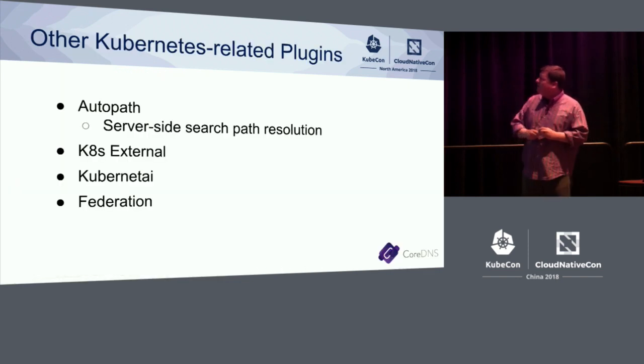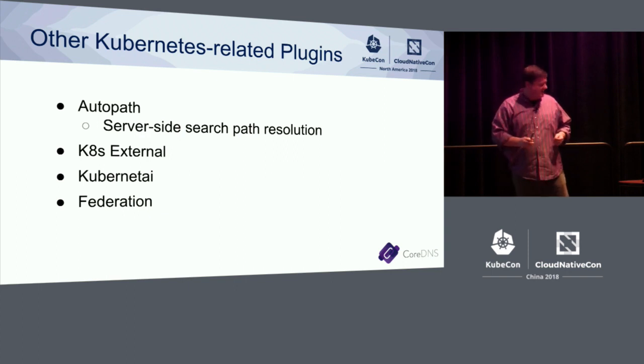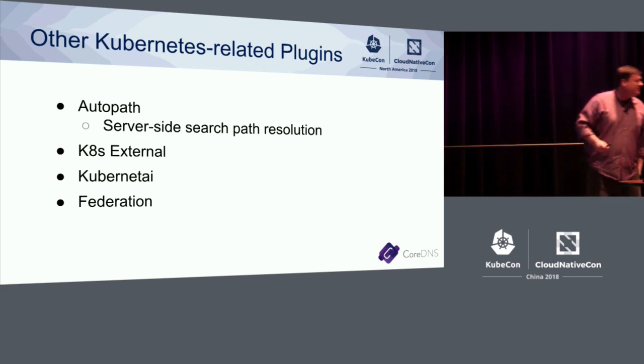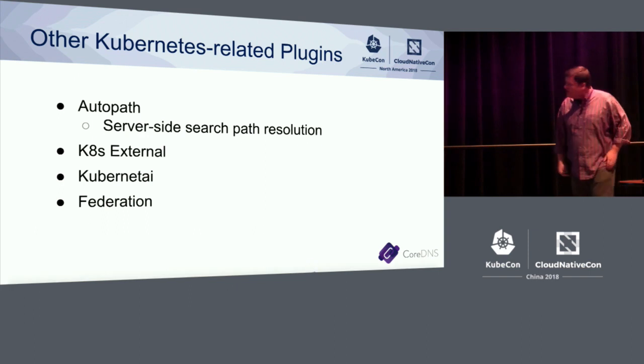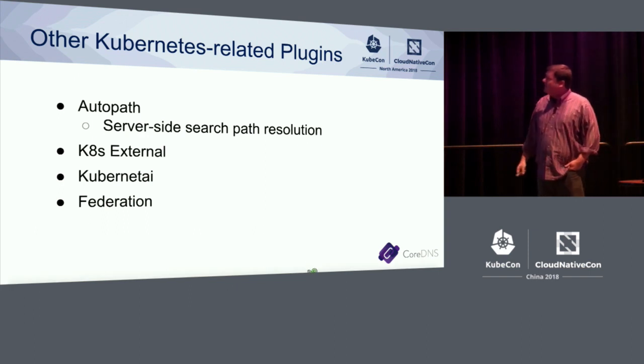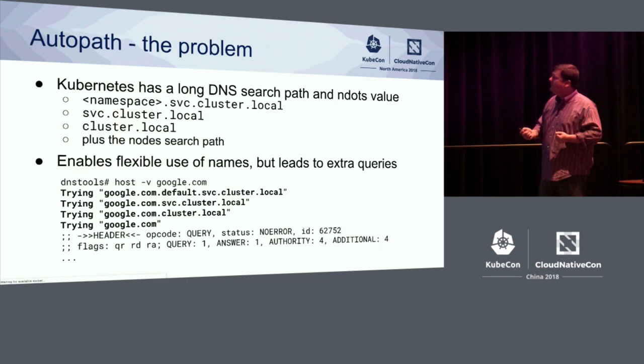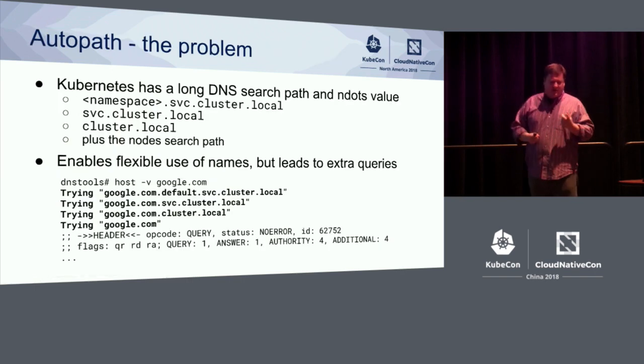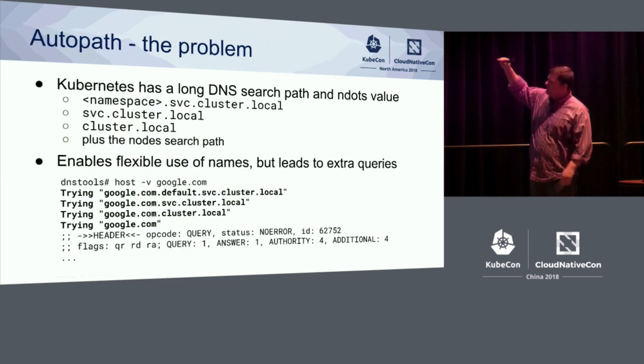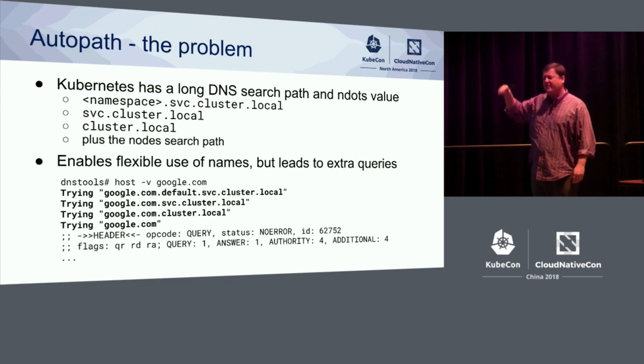Okay, let's look at the other plugins related to this. One of the most interesting is what we call Autopath. I think Francois or Cricket alluded to this a little earlier. There's a lot of different long search paths in Kubernetes.